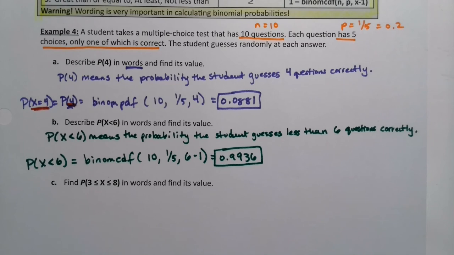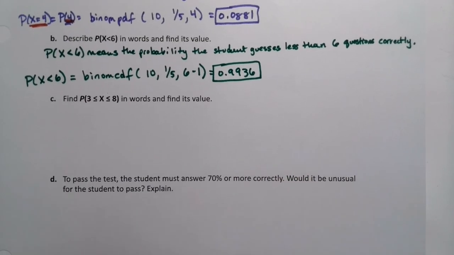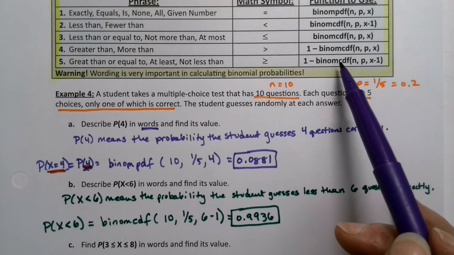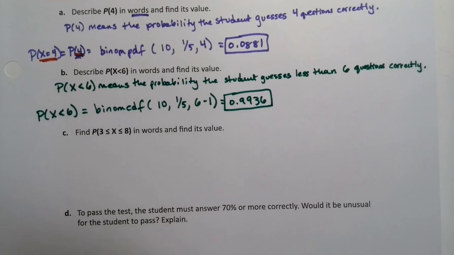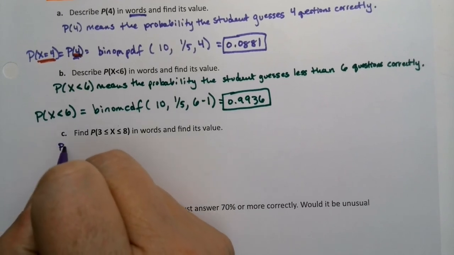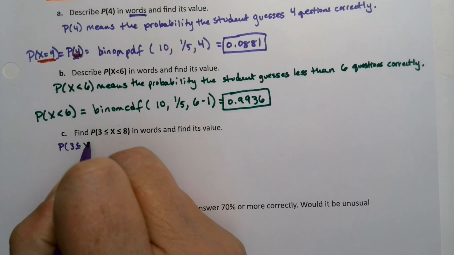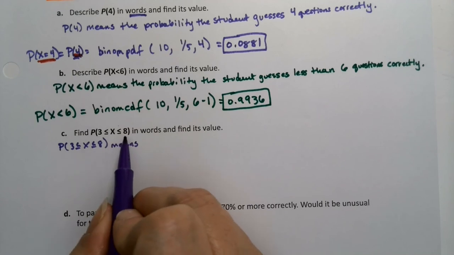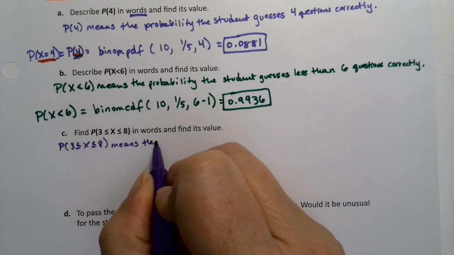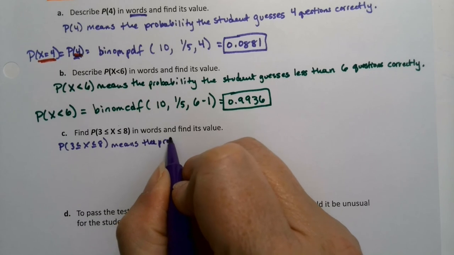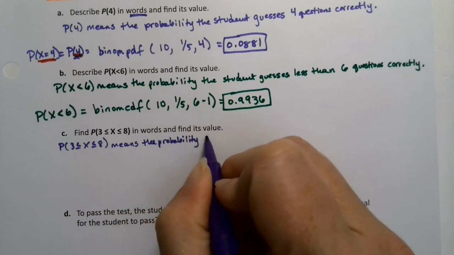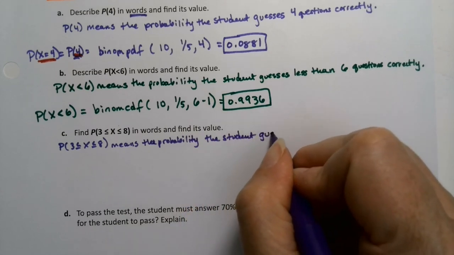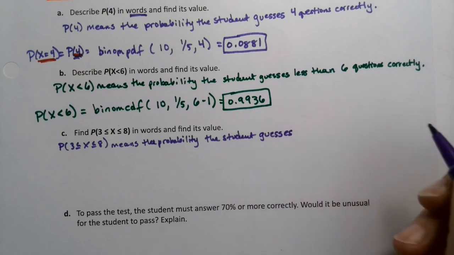All right, now time for the next one. And this one's actually the trickiest one of all of them. It's not specifically in this because it's a little bit tougher to do. So this is the probability that the student guesses between 3 and 8 correct. And on the calculator, this is not going to be easy. I'm actually going to do it in StatCrunch first because StatCrunch is easier.